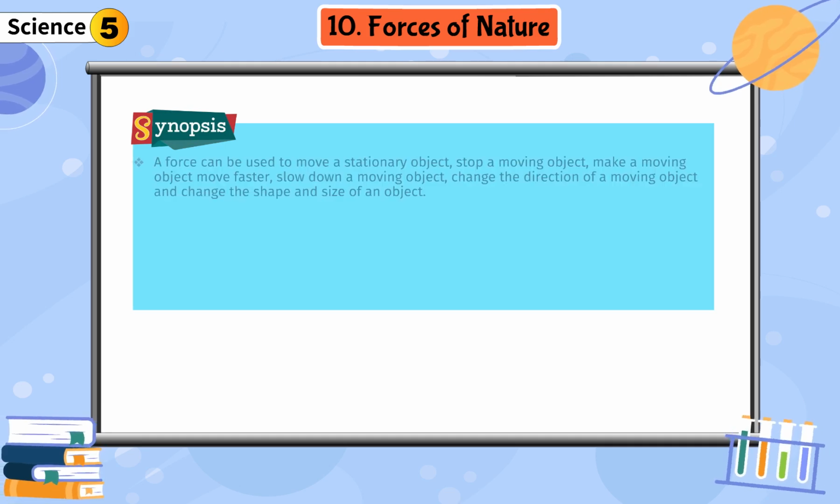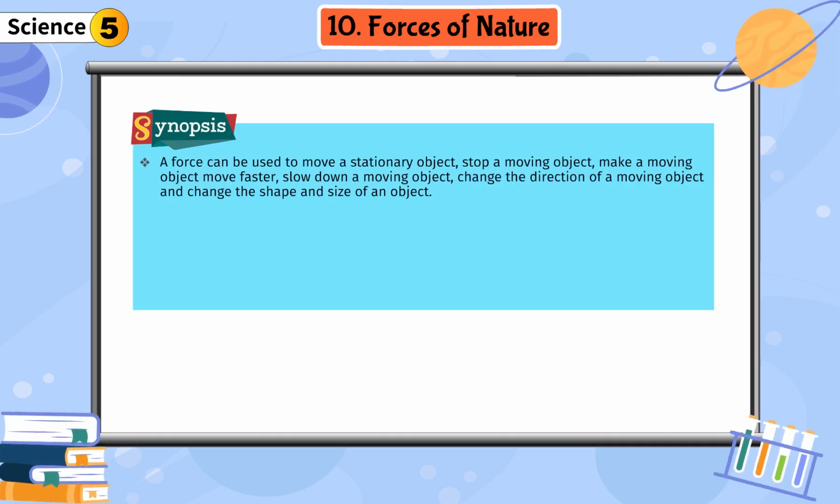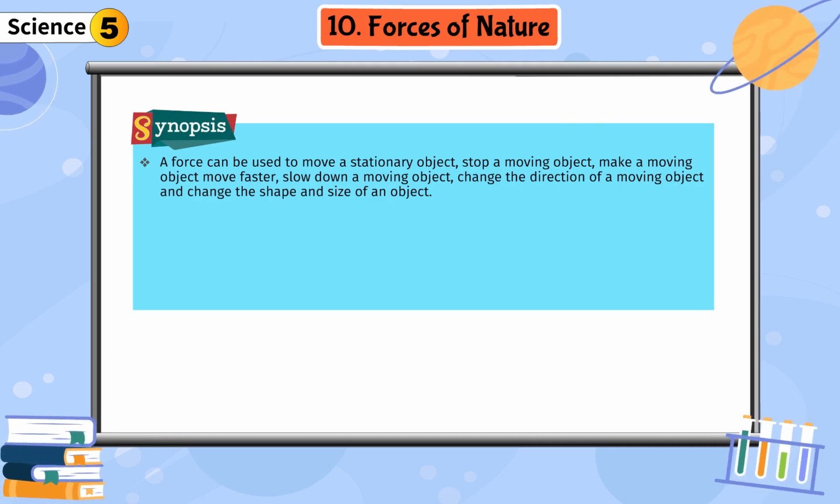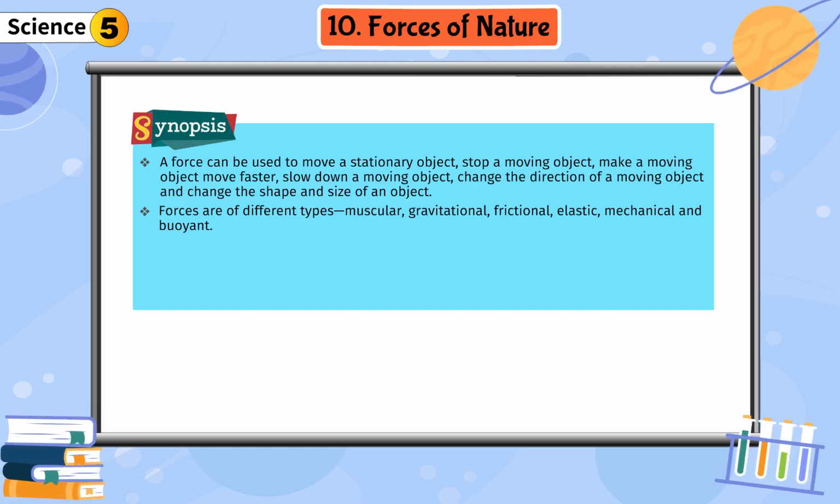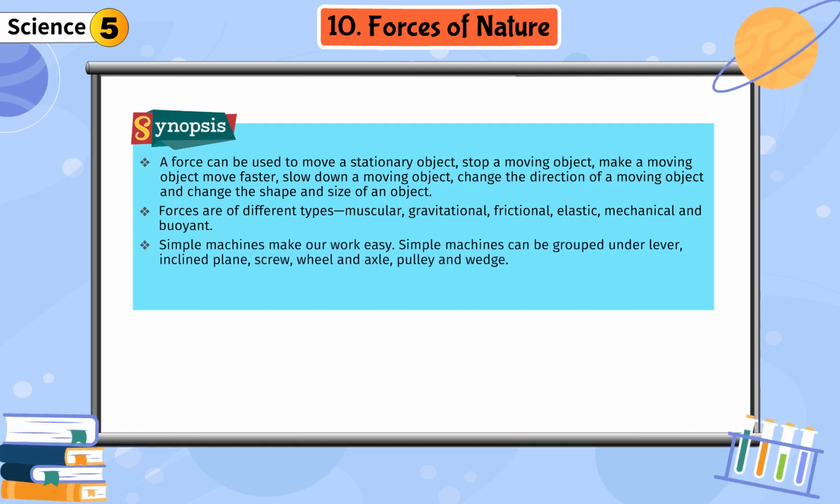Synopsis. A force can be used to move a stationary object, stop a moving object, make a moving object move faster, slow down a moving object, change the direction of a moving object and change the shape and size of an object. Forces are of different types: muscular, gravitational, frictional, elastic, mechanical and buoyant. Simple machines make our work easy. Simple machines can be grouped under lever, inclined plane, screw, wheel and axle, pulley and wedge.